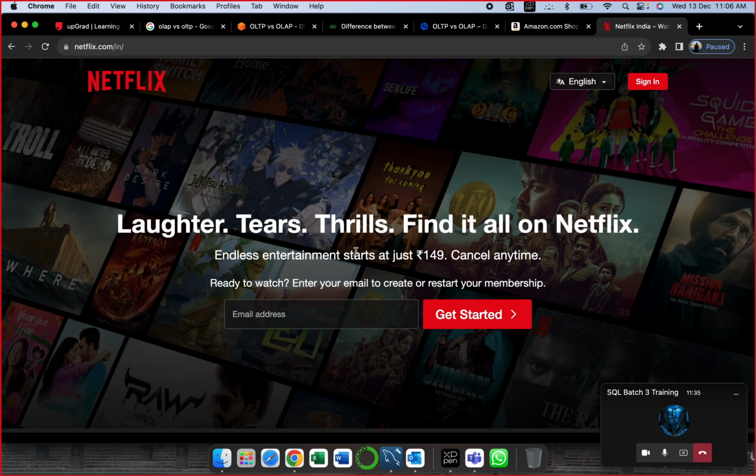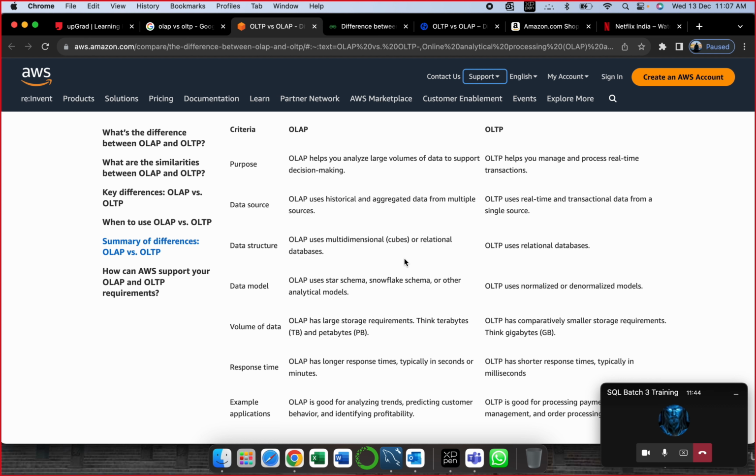So mostly 95% of the online platforms, like Zomato, Swiggy, what happens whenever you place an order on Zomato, the order gets updated, the payment gets deducted from your account, and once the order is placed, you get the message immediately, right? So this is an online transaction that is happening. Everything that is user interface based becomes OLTP, which is an online transaction processing system.